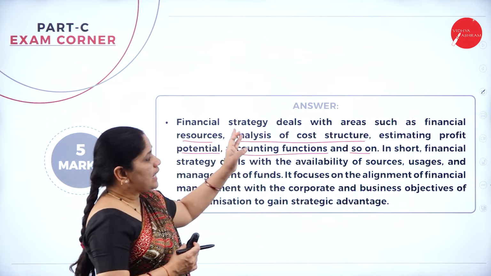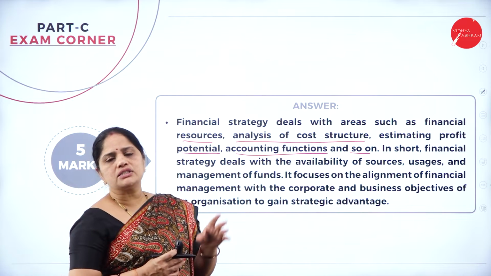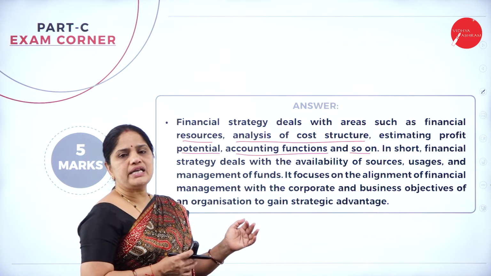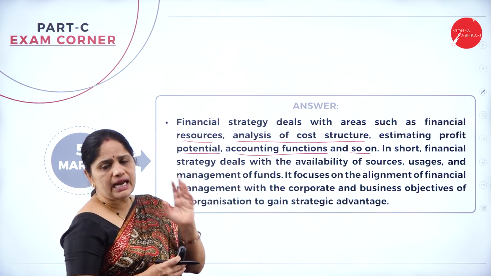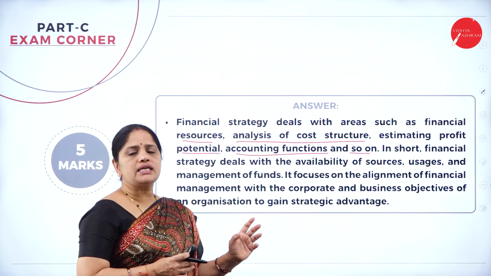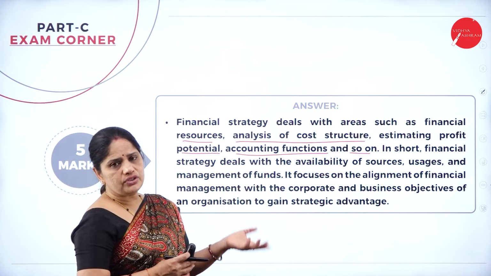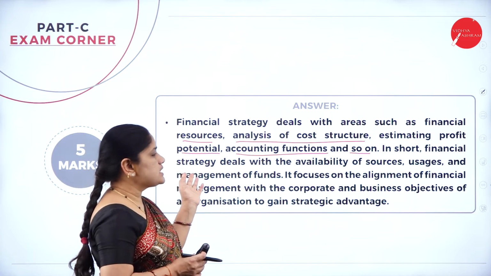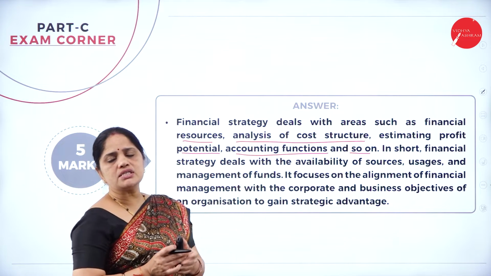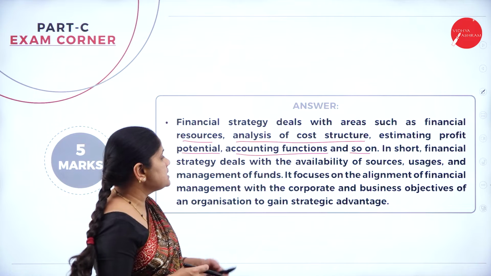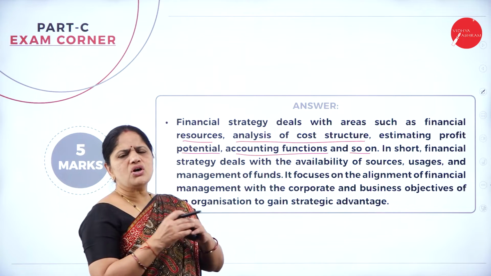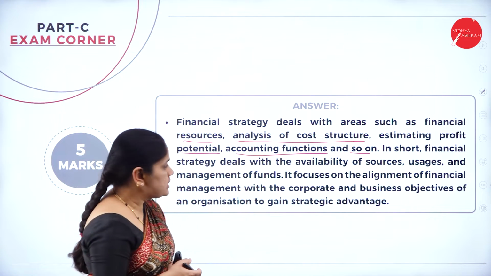So, it is an analysis of the cost structure. So, what is the cost structure the company has? What is the kind of a capital structure it has? What is the cost structure for the production unit? And also estimating the profit potential. So, what is the profit potential the company has? And accounting functions. So, all these come under the financial strategy.